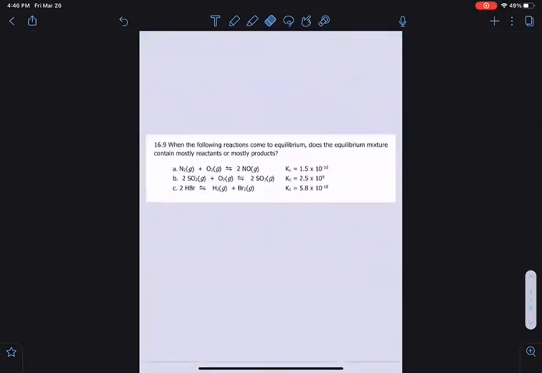The problem reads, when the following reactions come to equilibrium, does the equilibrium mixture contain mostly reactants or mostly products? And before we dive into the question, we should go over some things about K.